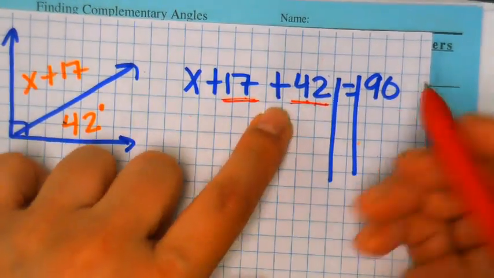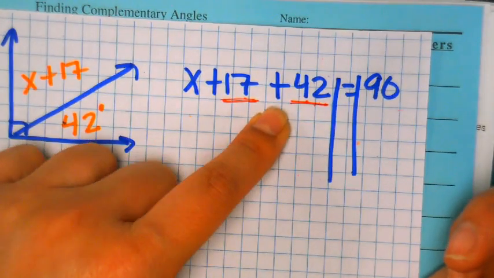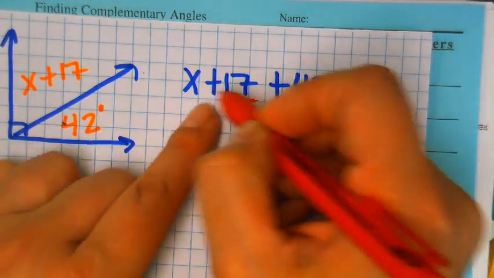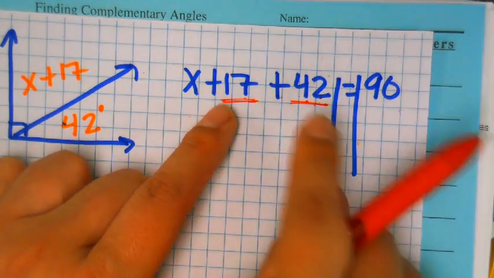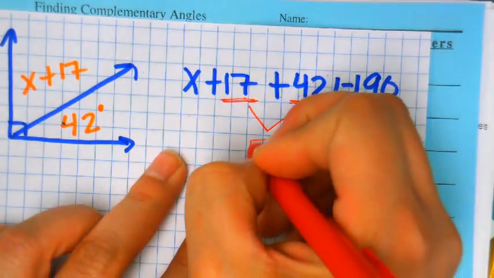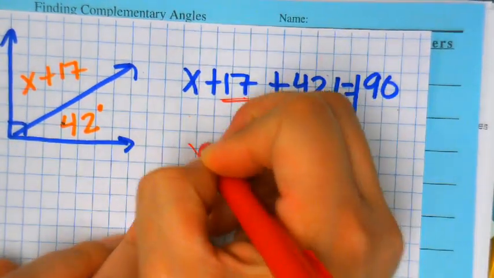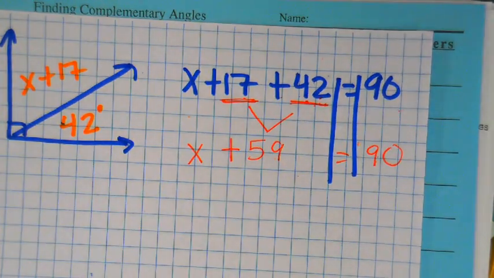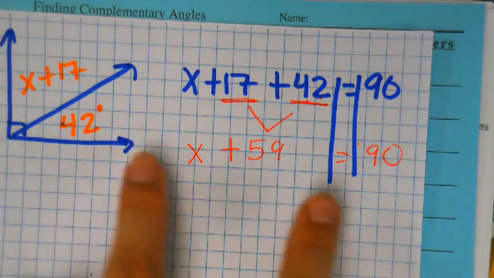Do you see how there's a plus sign in front of it? Sometimes it's not. So you have to be careful. This is plus 42. This is plus 17. So what do we get when we add these 2 together? 59 plus x equals 90. Now you move the 59 to the other side. Now it looks like yesterday's.